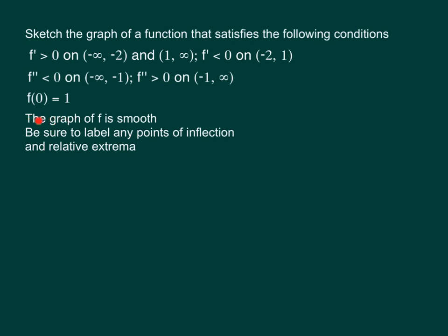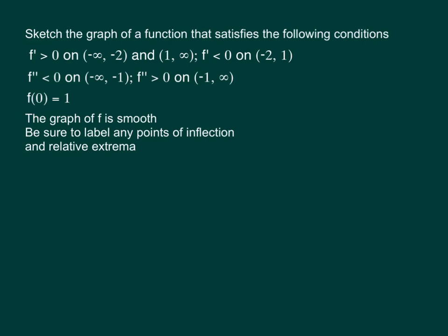So this, really quickly, the graph of f is smooth. All that means is that we won't have any cusps or corners or jump discontinuities or vertical asymptotes or holes in the graph. No discontinuities and no places where the function should be not differentiable. It will be continuous and differentiable on our entire graph.